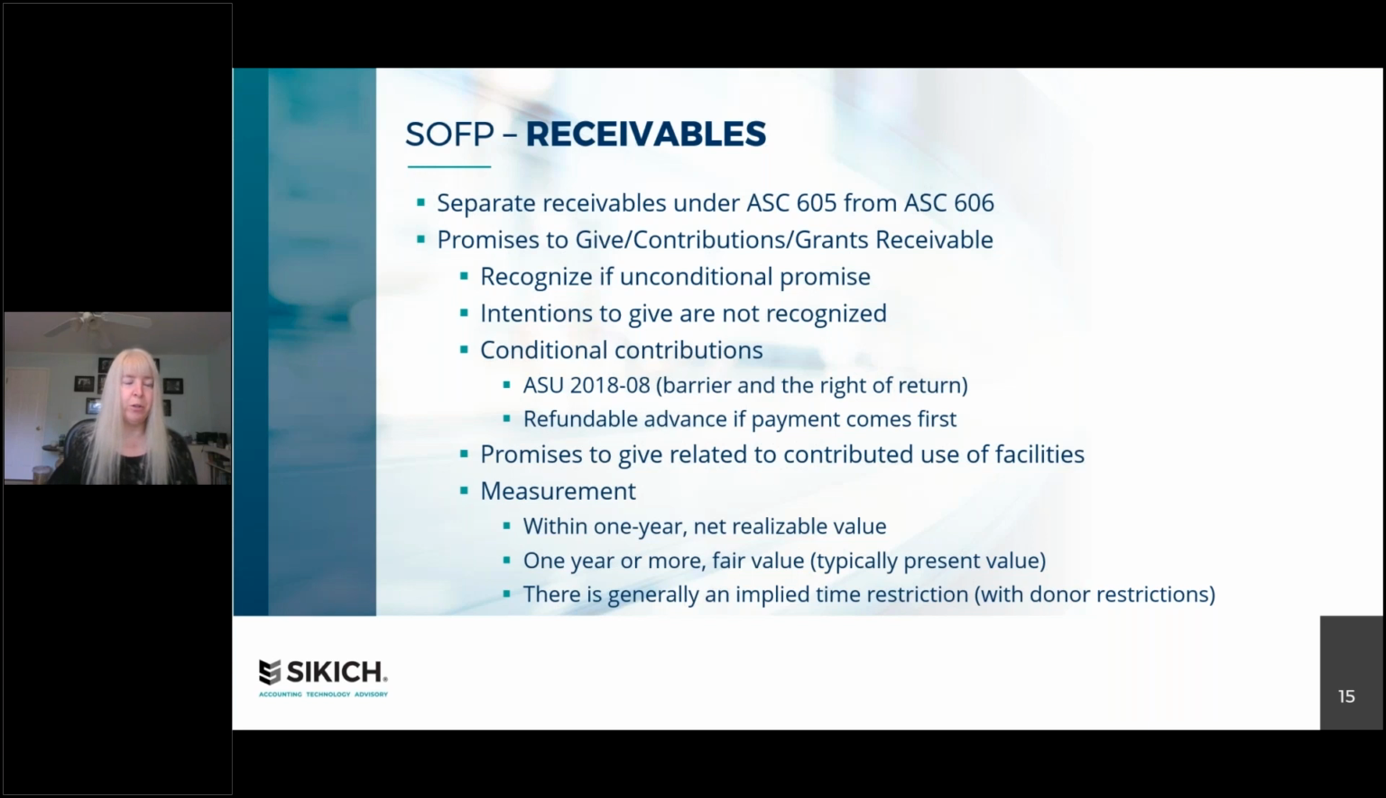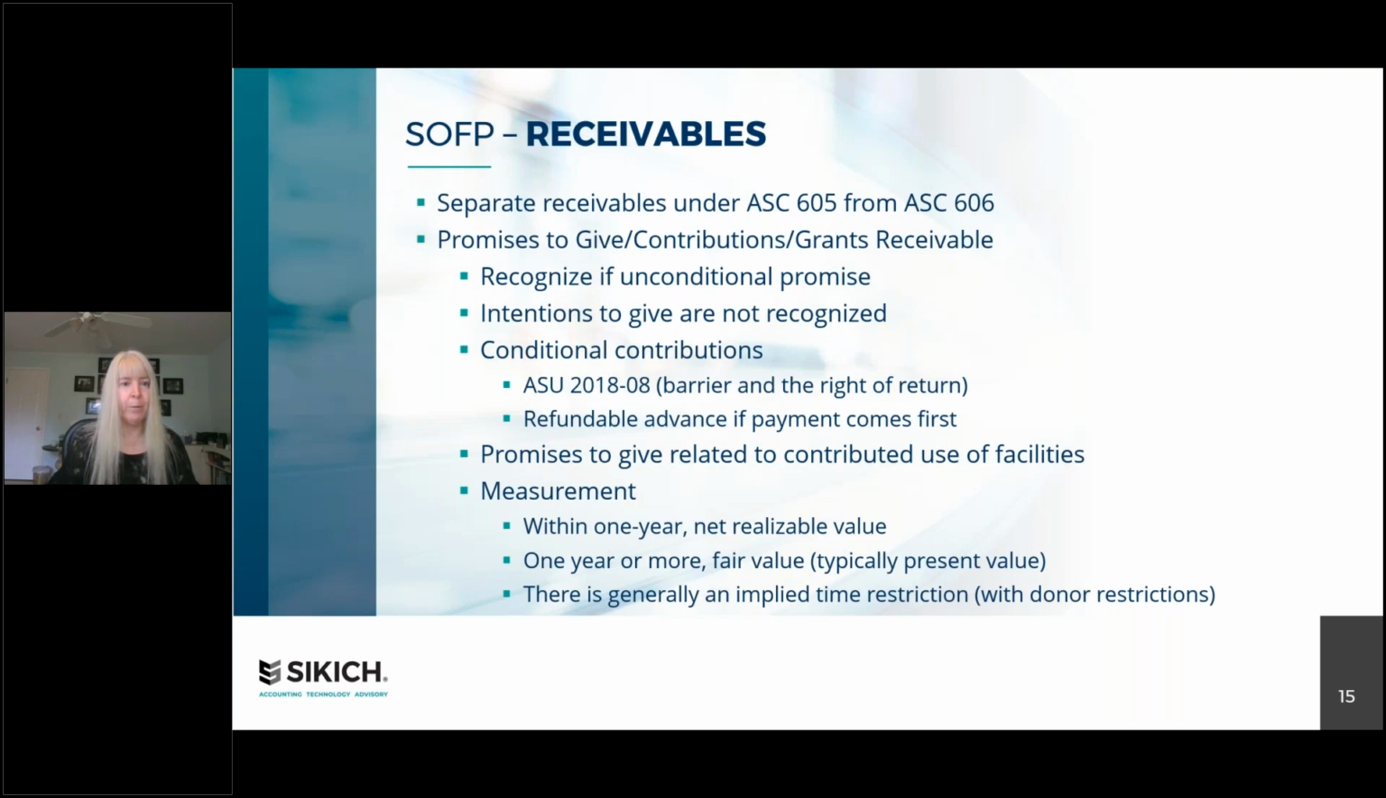Likewise, for conditional contributions, if you recall, ASU 2018-08 changed the model how conditional contributions are recognized. There's no longer a probability assessment on determining whether a contribution is conditional or not. Now we've moved to a barrier and a right of return or release from a promise. So if there's a barrier to entitlement of the funds, the not-for-profit is not to recognize the conditional contribution until that barrier has been overcome. So just a reminder there.